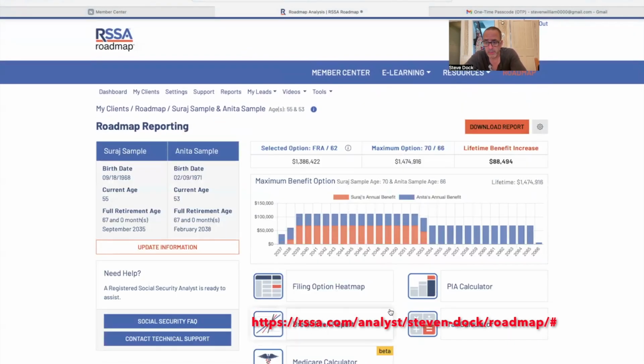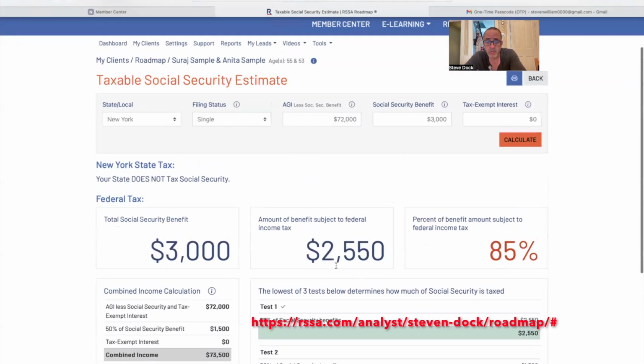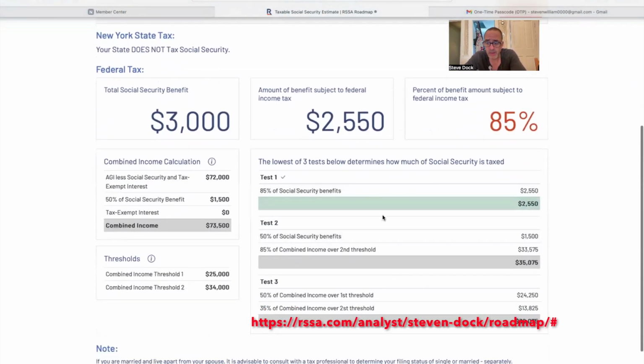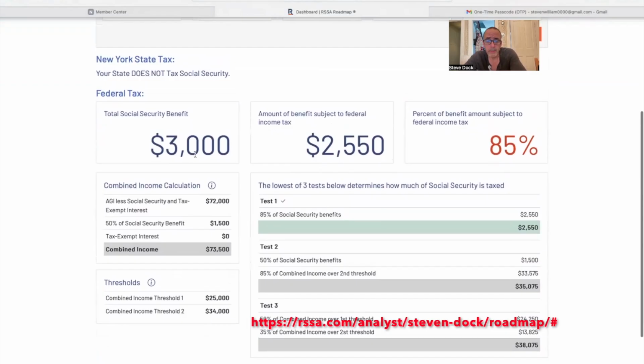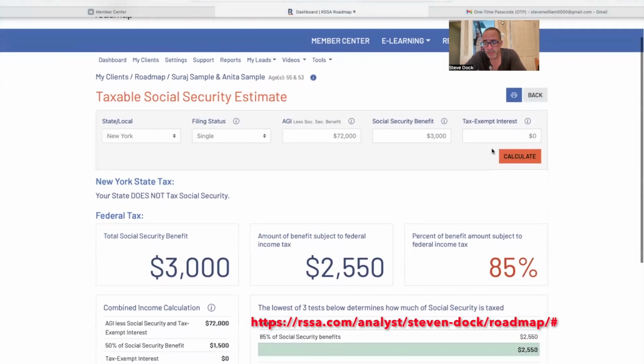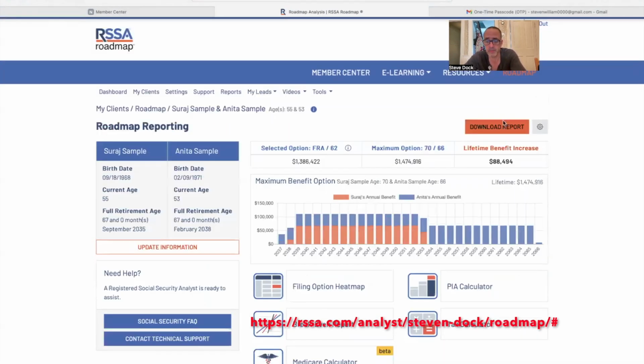There's a great tax calculator here that can give you some idea based on what your post-retirement adjusted gross income is and how much of your Social Security will be taxable. For those of us who don't have a lot of income coming in, that'll be zero. But at certain thresholds, you will start to see some tax implications, right? And that your Social Security can become taxable. So something to take a look at.